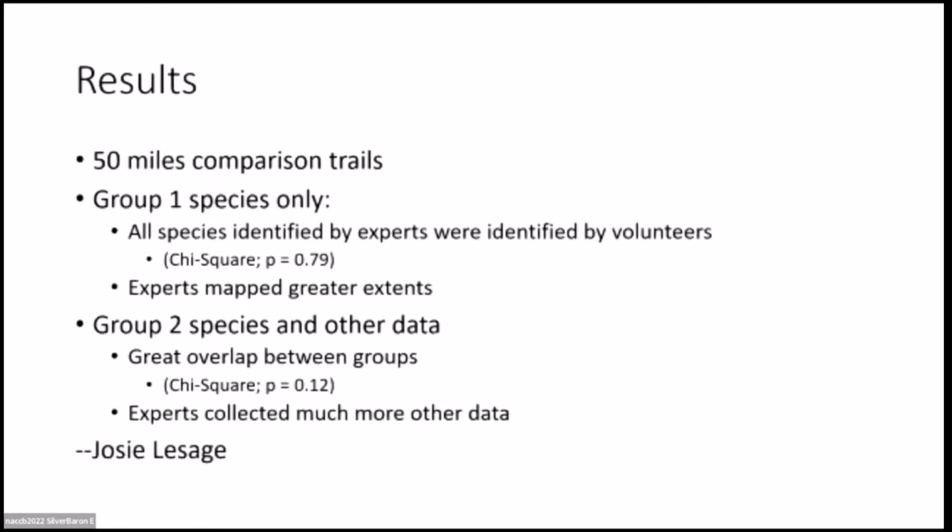So the volunteers actually mapped a number of trails, but over 50 miles of those trails were used as comparison trails. That is, experts also walked those same trails. And so now we're looking at some chi-square data, collecting the outcome of what the volunteers gathered compared to what the experts gathered. And pretty much all the species that were identified by the experts were identified by volunteers. So when it came to that initial ID in that group 1 species, there was that kind of complete overlap.